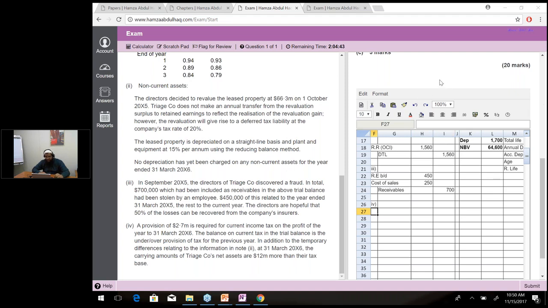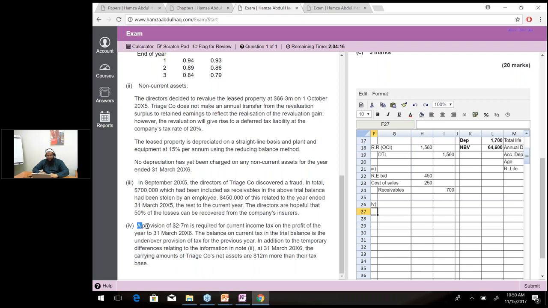Nabil, there is no working for adjustment number 3. The receivables that have been stolen are 700, given by the question. Out of this 700, 450 related to the previous year, again given by the question. And the differential value we have recorded in cost of sales, which is the difference between 700 and 450. So there is no such working for adjustment number 3.